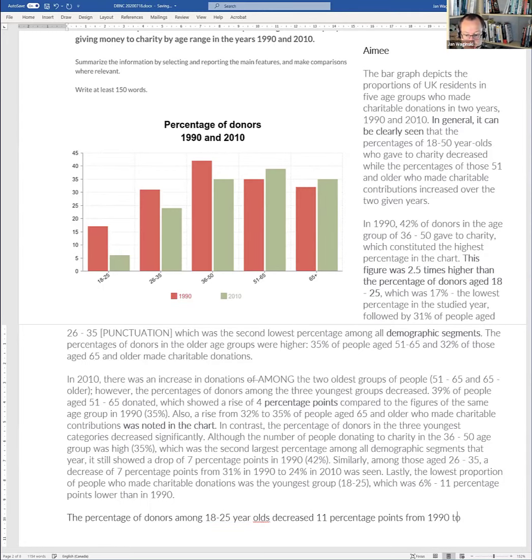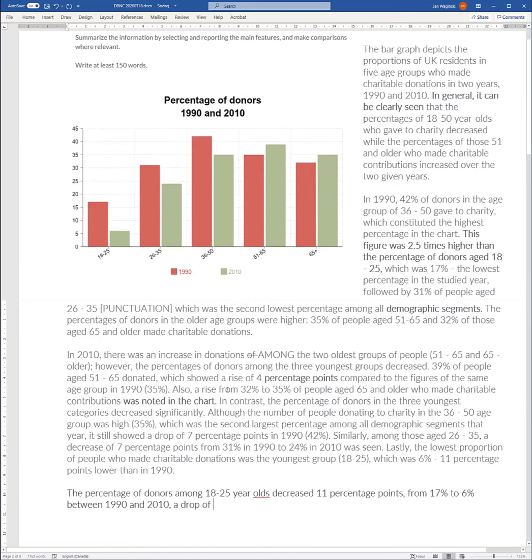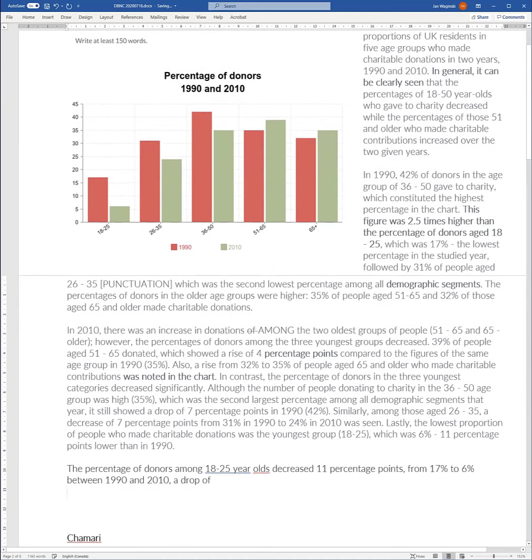From 1990 to 2010, a drop of 20%? We can be even more explicit, from 17%. More than 50%. It is 17 minus 7, right? Like 10 or 11. And then this difference on 17.